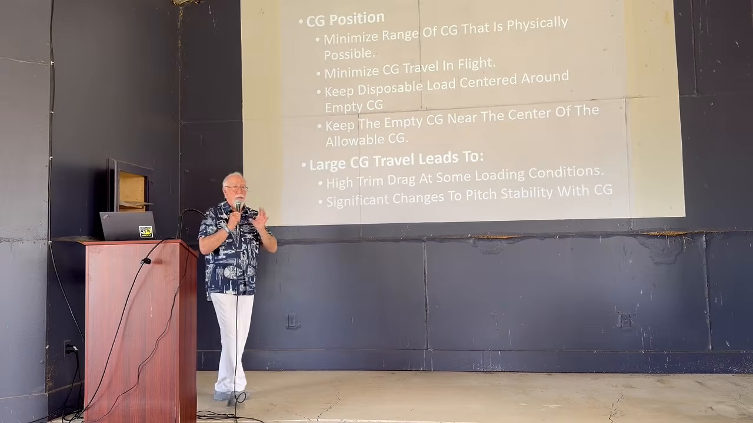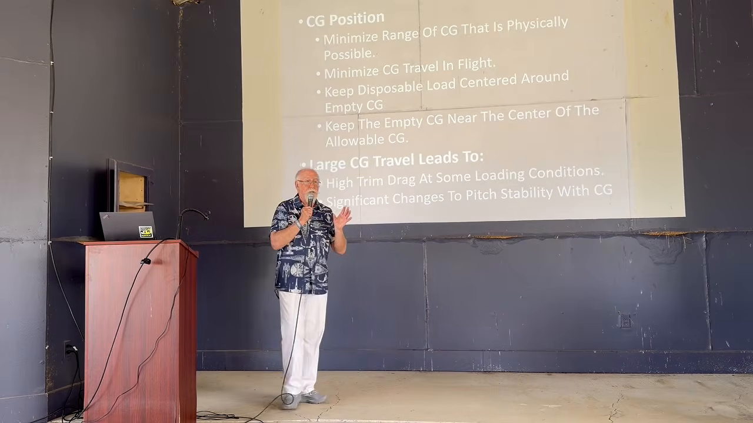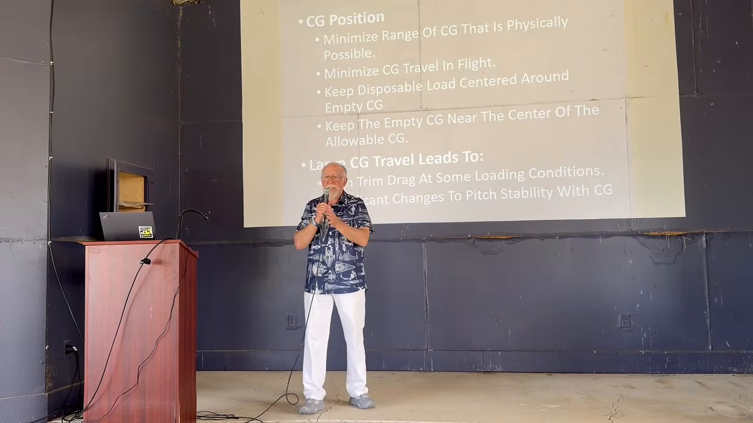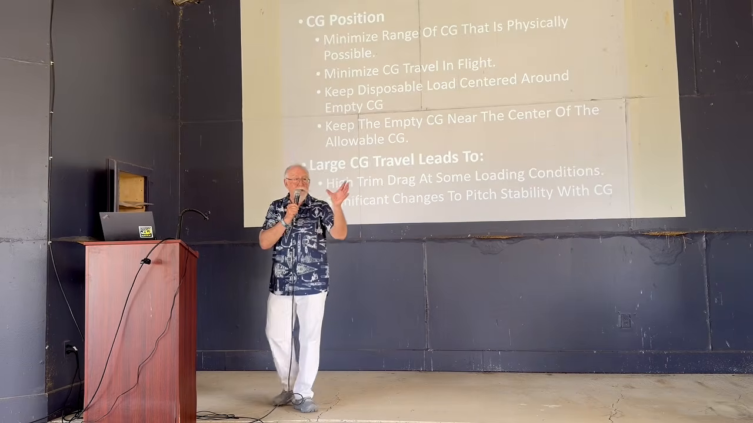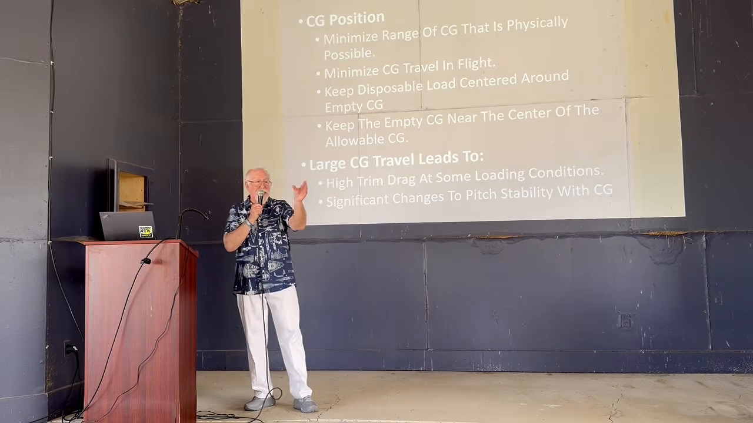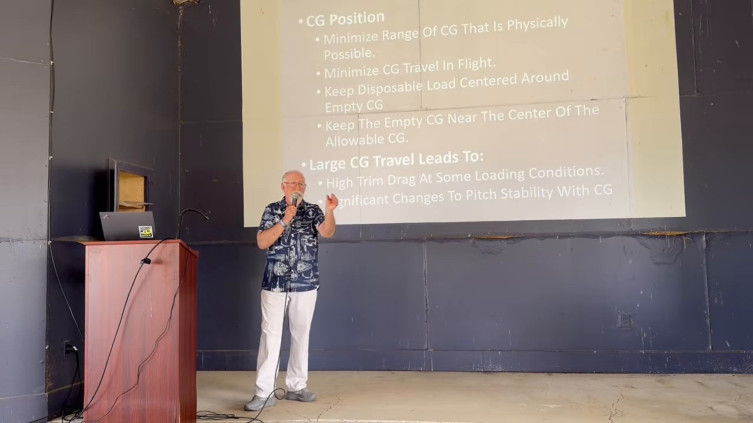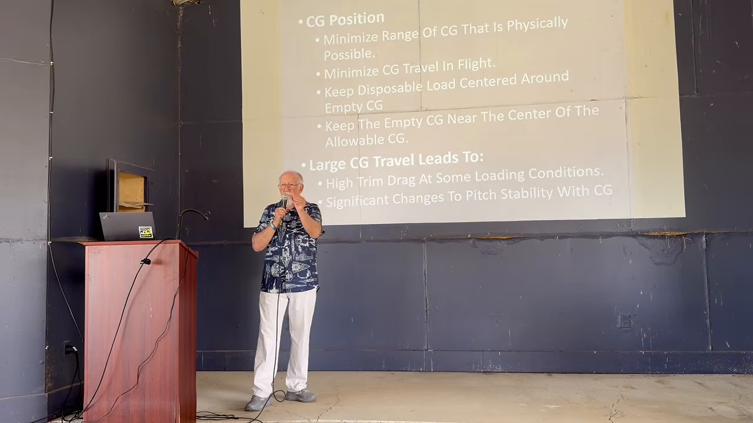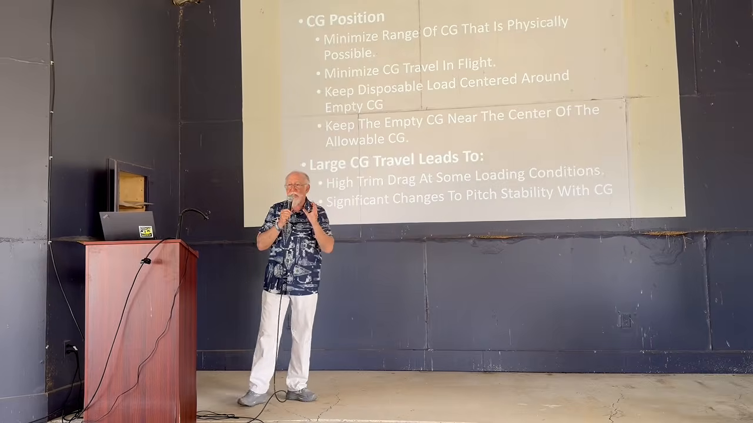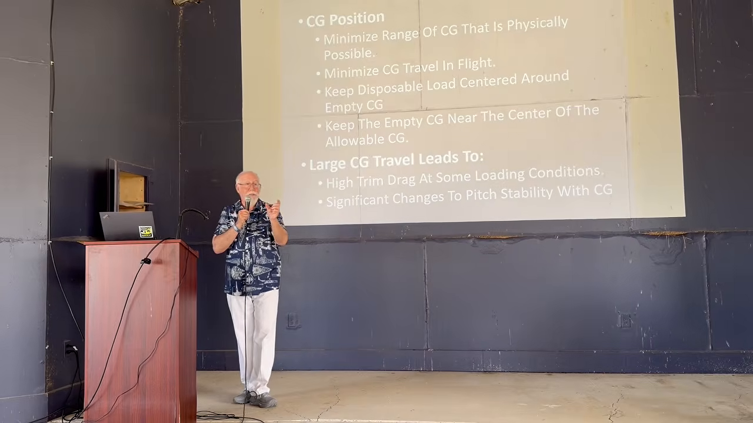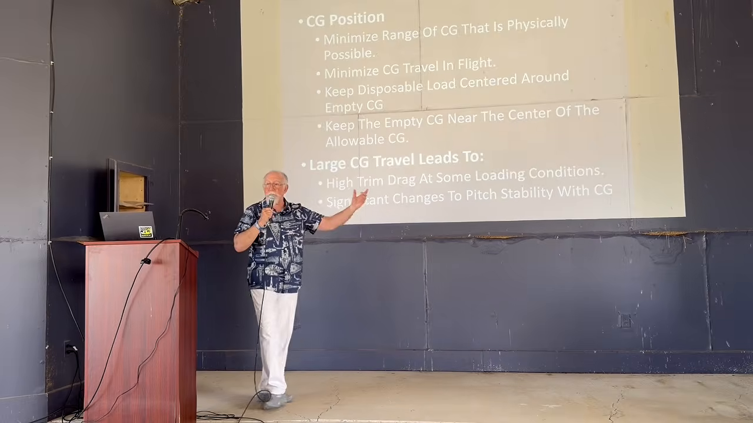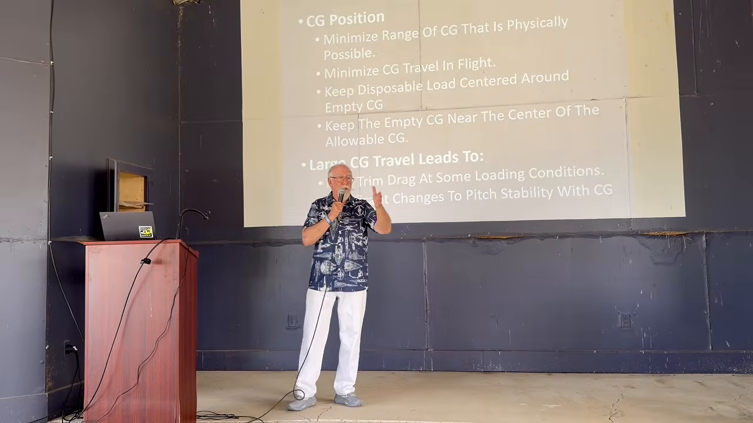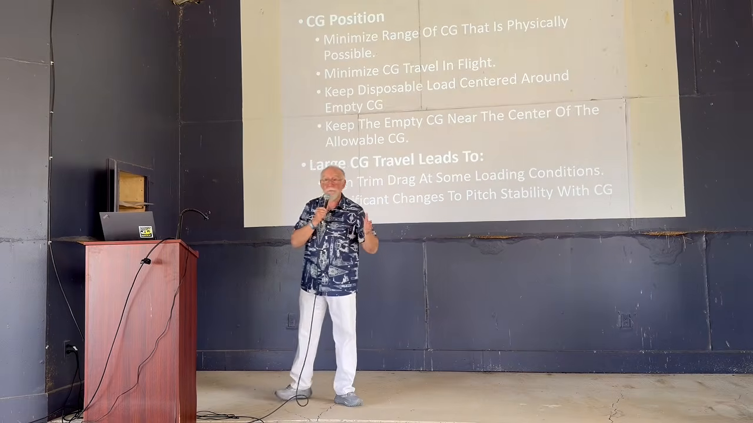Now, ideally, we want to minimize the CG travel. So what you want to do, first of all, is have the empty CG of the airplane somewhere inside the allowable range, and then you try to move the variable loads as close as possible to the empty CG. And in the perfect world, all of those changes are within the CG envelope, because the further out you move those loads from where you want the CG, the more the CG changes with changes in that load.